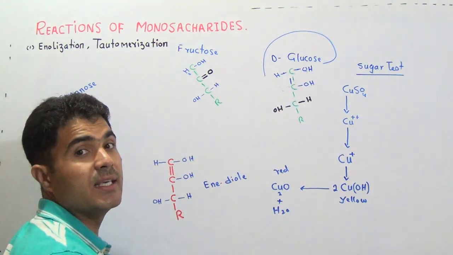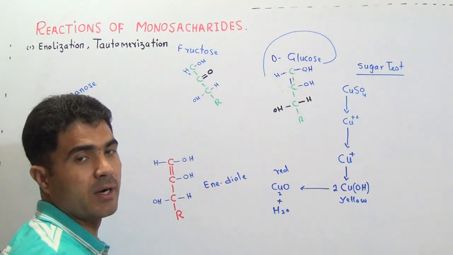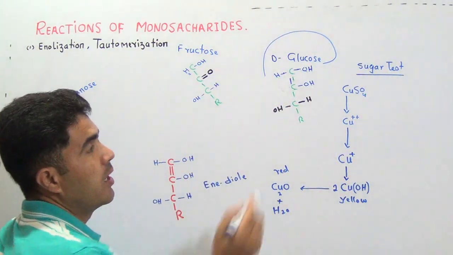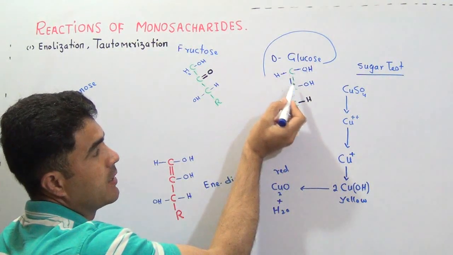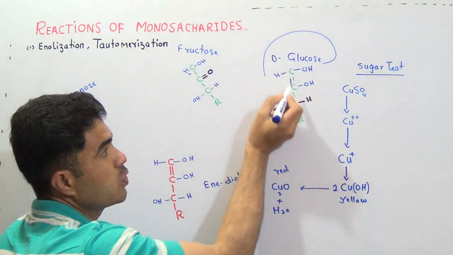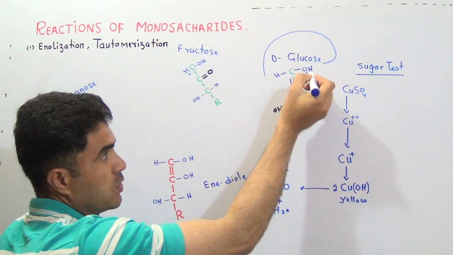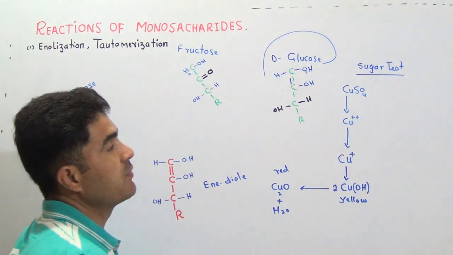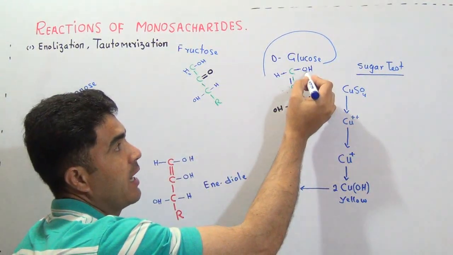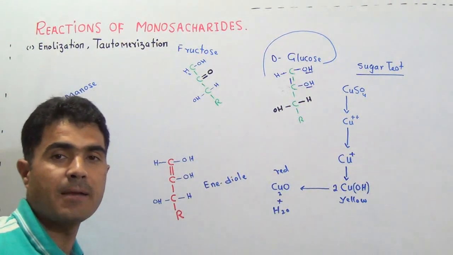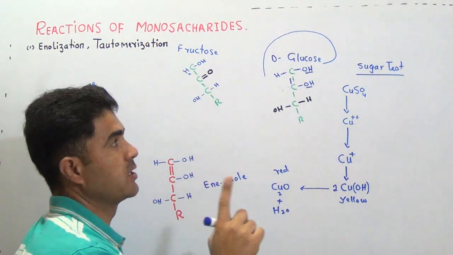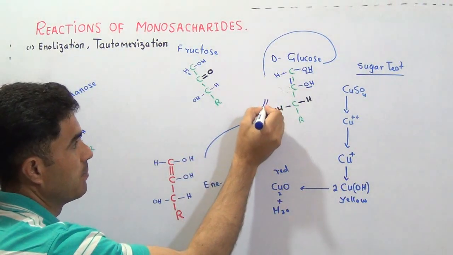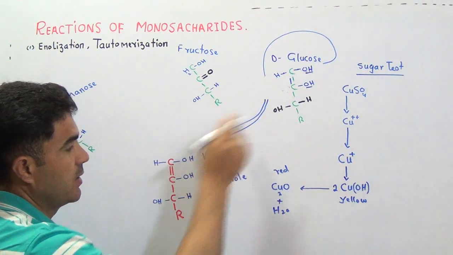Therefore, it is called ene, for double bond, like ethene, propene. And diol, because the two carbons in between which there is a double bond contain two OH groups. Although we have so many OH groups, the two carbons with the double bond between them have two OH, so therefore we say diol. Diol means two OH. So glucose becomes like this, enediol.